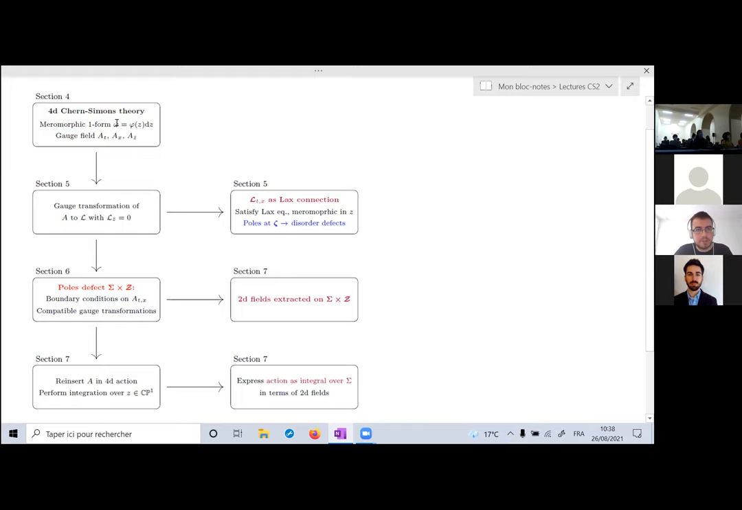Then we'll start with the 4D Chern-Simons theory, which will be in the next lectures tomorrow, corresponding to section 4 of the notes, and in particular introduce this gauge field in three components and the meromorphic one-form omega as part of the defining data. Then we'll explain in more detail the relation to the Lax connection, to the Lax formalism, by doing this gauge transformation that eliminates the z-bar component.